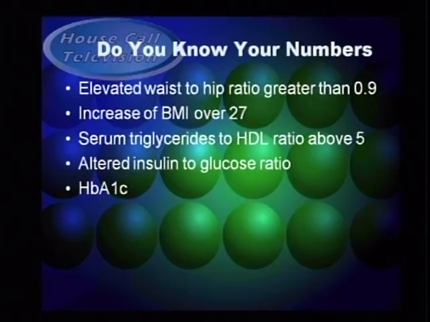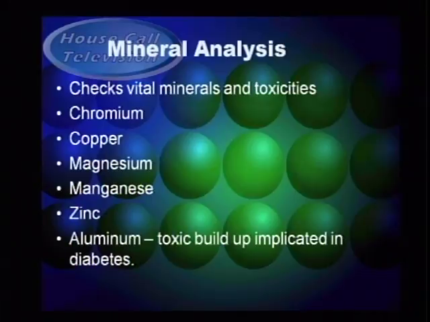You can tell the age of a cell by how much sugar it has on the outside. And that's really what they're measuring with the HbA1c. That's hemoglobin A1c. And so that's what we're really looking at to see what's going on as a measure of insulin insensitivity. Then we want to look at a mineral analysis.